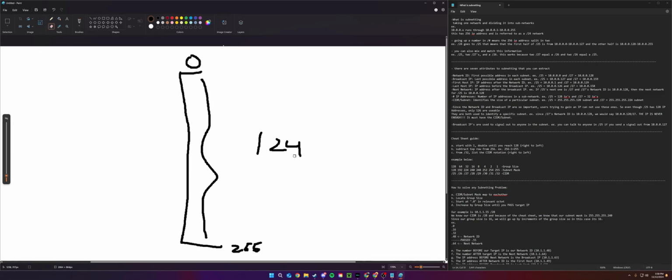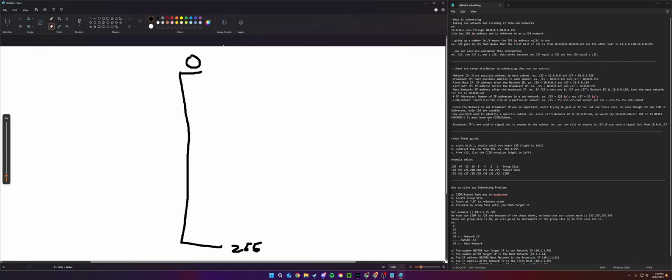Where's my eraser? Here it is. If you are on a /25 subnet, it splits it in two. So from 0 to 127, and then 128 to 255. So very neat stuff there. Sorry, I have to undo everything. But yeah, that's just how it is.